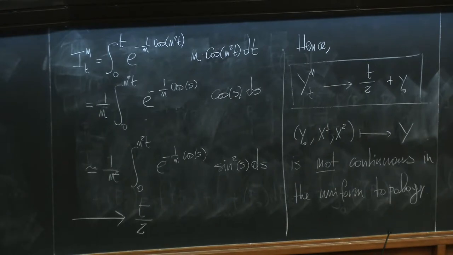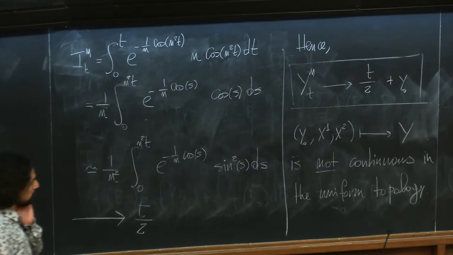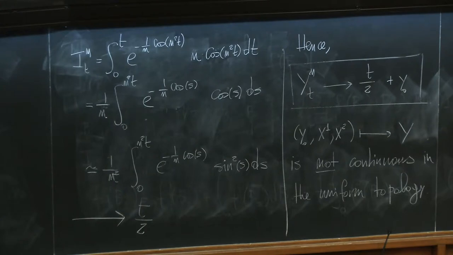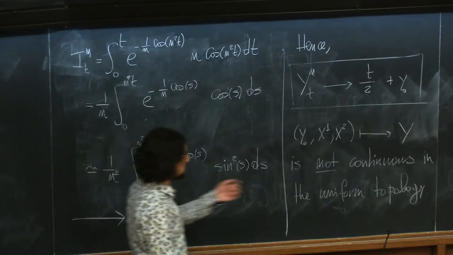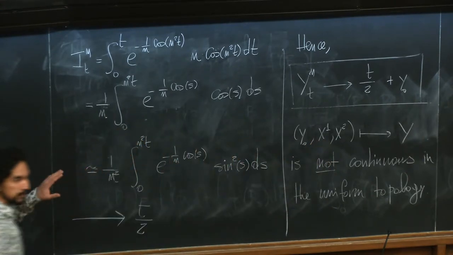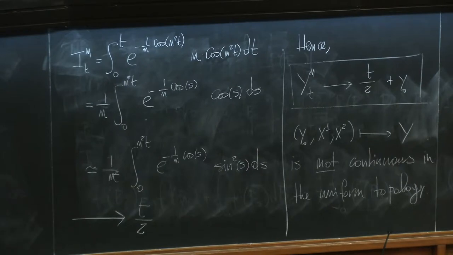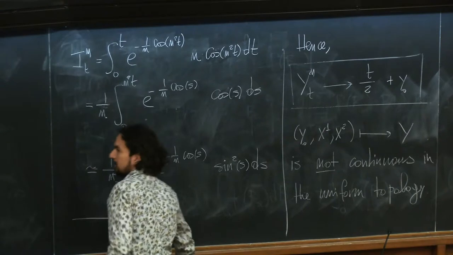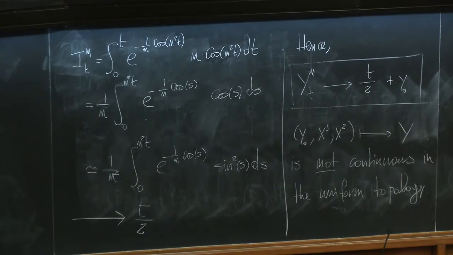So if you want a continuous solution map, you have to do something else. And it's not just that you have to change the topology on these two paths. You have to do something more. And the nice thing is that this example tells you exactly what you have to do. So we will approach it in a different way.